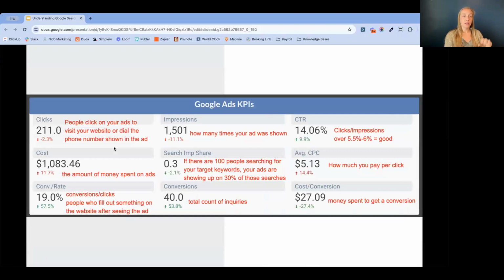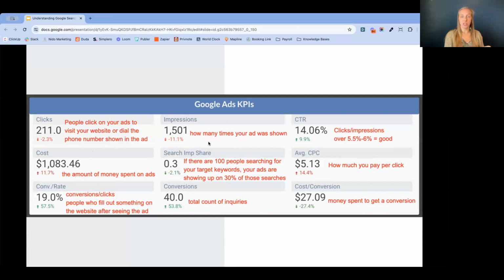So this is the next little section that you'll see on your Google Ads summary report. This one is where it gets a little confusing and people get like, what is even happening? So the red text is what it means next to it here. So let's talk about clicks here. Clicks is what it sounds like. People who click on your ads to visit your website or dial the phone number that's shown in that ad. So this school had 211 clicks.